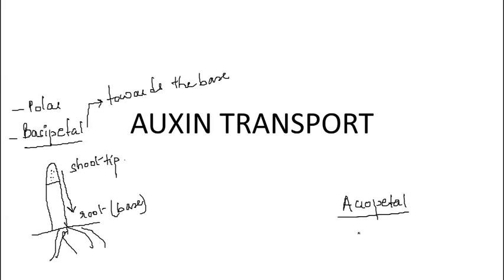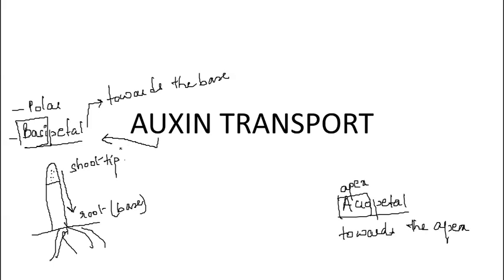The term acropetal means, so acro means what? This acro term means apex. So remember the word towards the. If it's basipetal, it will be towards the what? It's basi, so towards the base. It's acro, so it is towards the apex. What kind of transport does auxin show? Auxin shows basipetal transport, also known as polar transport because it is in the vertical direction.